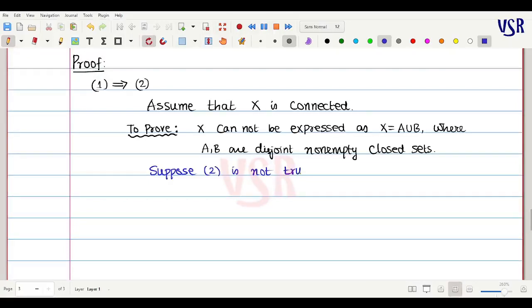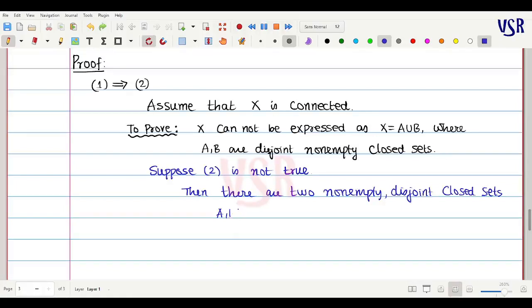What does it mean that this is not true? Then there are two non-empty disjoint closed sets capital A, capital B such that X is equal to capital A union capital B.